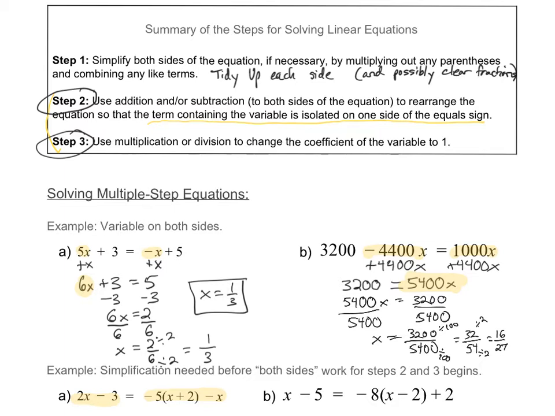And from here, now it's going to be easier to see that 16's prime factor is 2, and 27's prime factor is 3, so we're not going to be able to reduce this. So therefore, x is equal to 16/27 is going to be my final answer here.